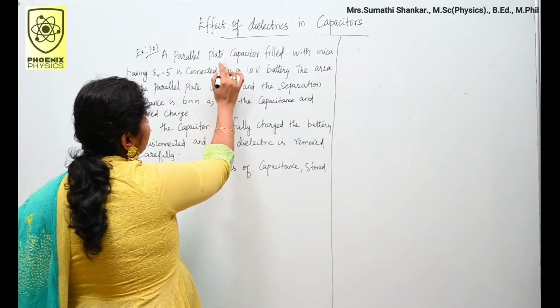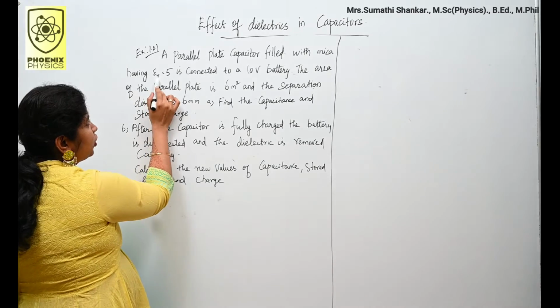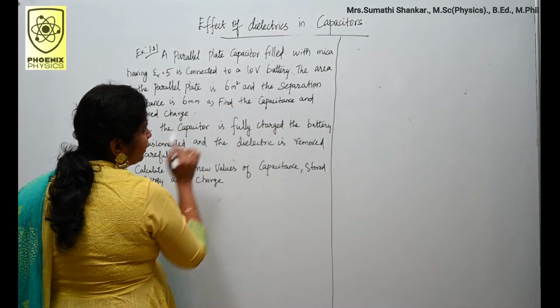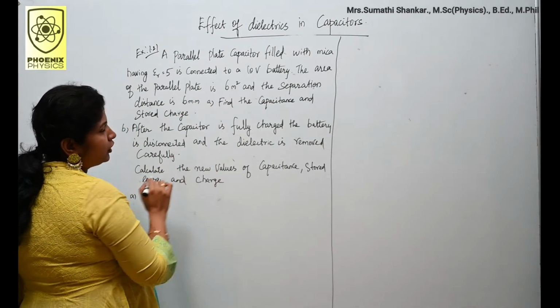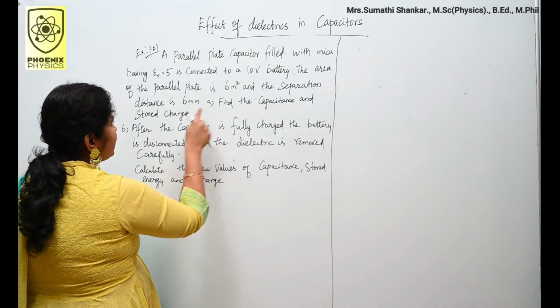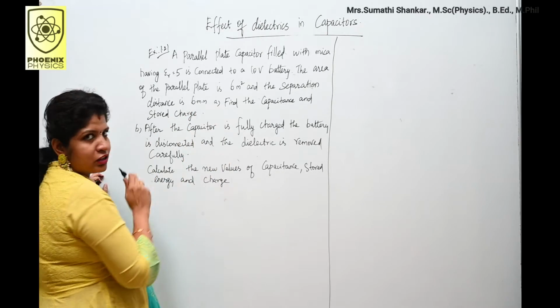A parallel plate capacitor filled with mica having epsilon r equal to 5 is connected to a 10 volt battery. The area of the parallel plate is 6 meter square and the separation distance is 6 millimeter. Find the capacitance and stored charge. Let us discuss part A alone.